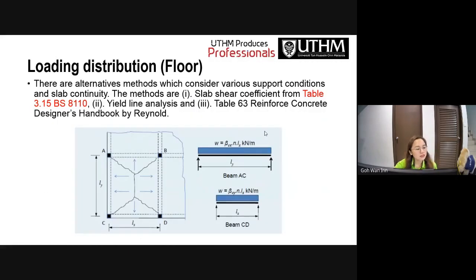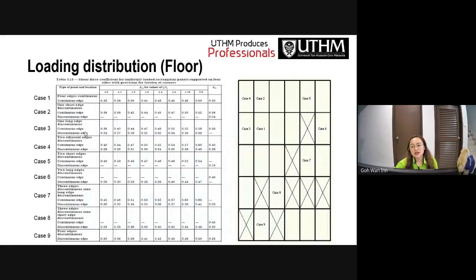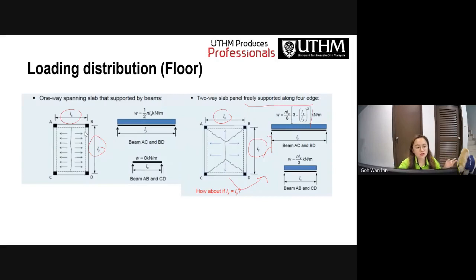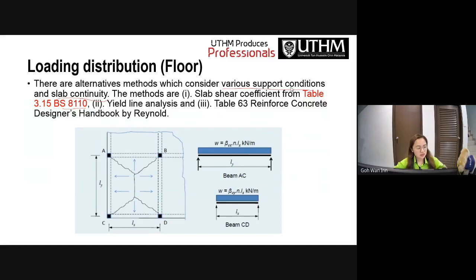There are alternative methods. We consider various support conditions and slab continuity. Later I will go through the various support conditions and slab continuity. The method is the slab shear coefficient from table 3.15 of BS 8110. Now we are using Eurocode, but to calculate this loading distribution, we use this alternative method from the British standard. That one simplifies things and is easier compared to that equation you need to face. This equation is quite complicated, right? So to simplify it, we use BS 8110.